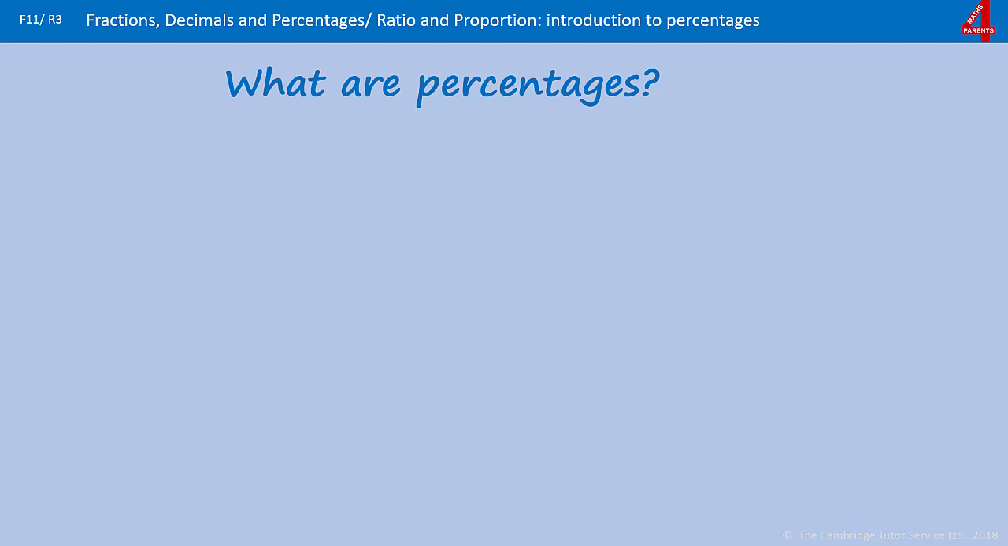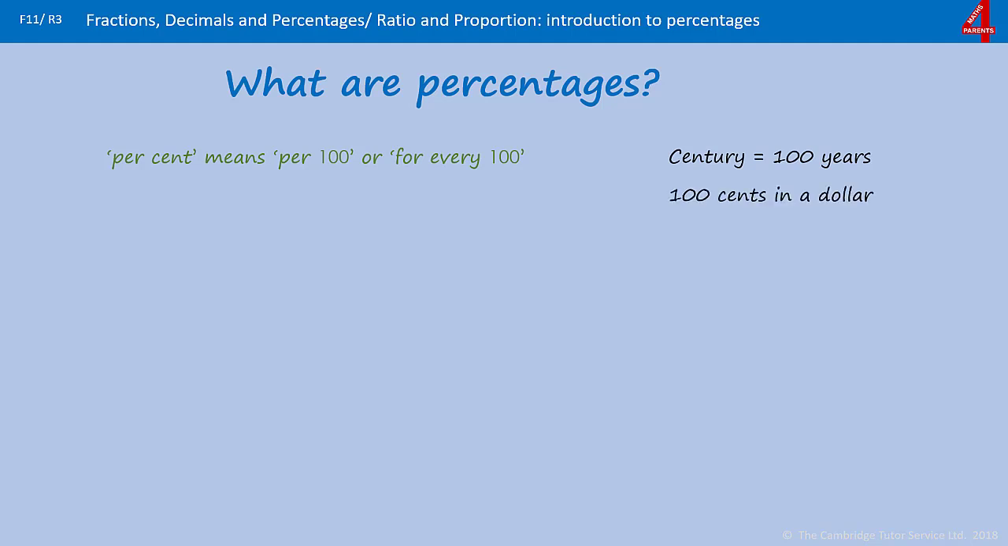This video is an introduction to percentages, what they are and how they work. Percent means per hundred or for every 100. If you think of the word century, it means 100 years, and there are 100 cents in a dollar. So whenever we're talking about percent, we're talking about out of every 100.